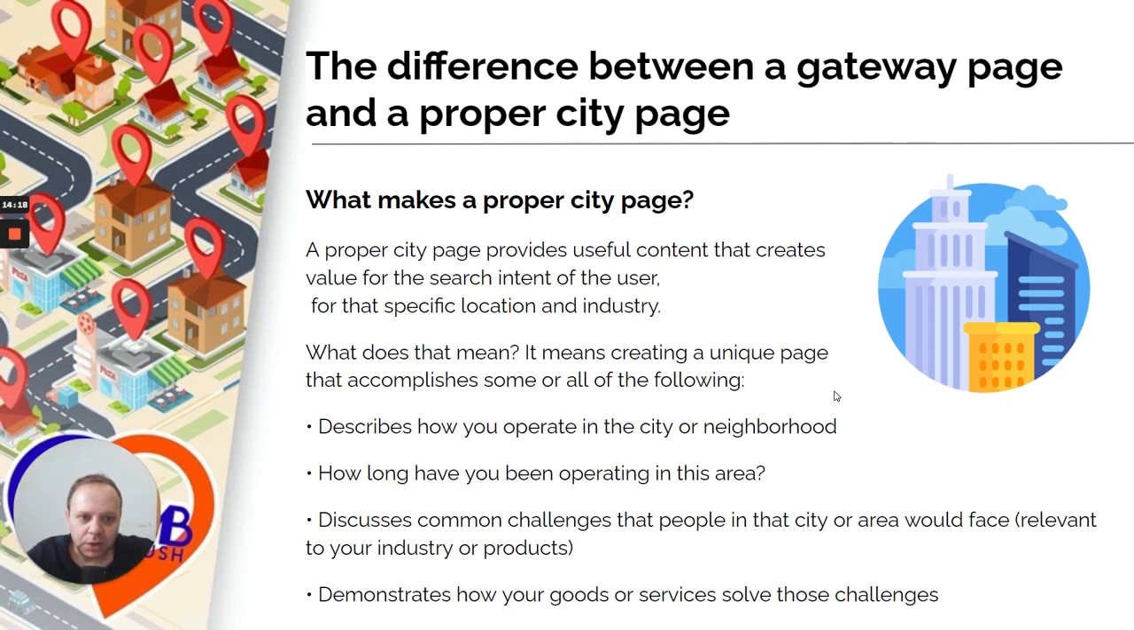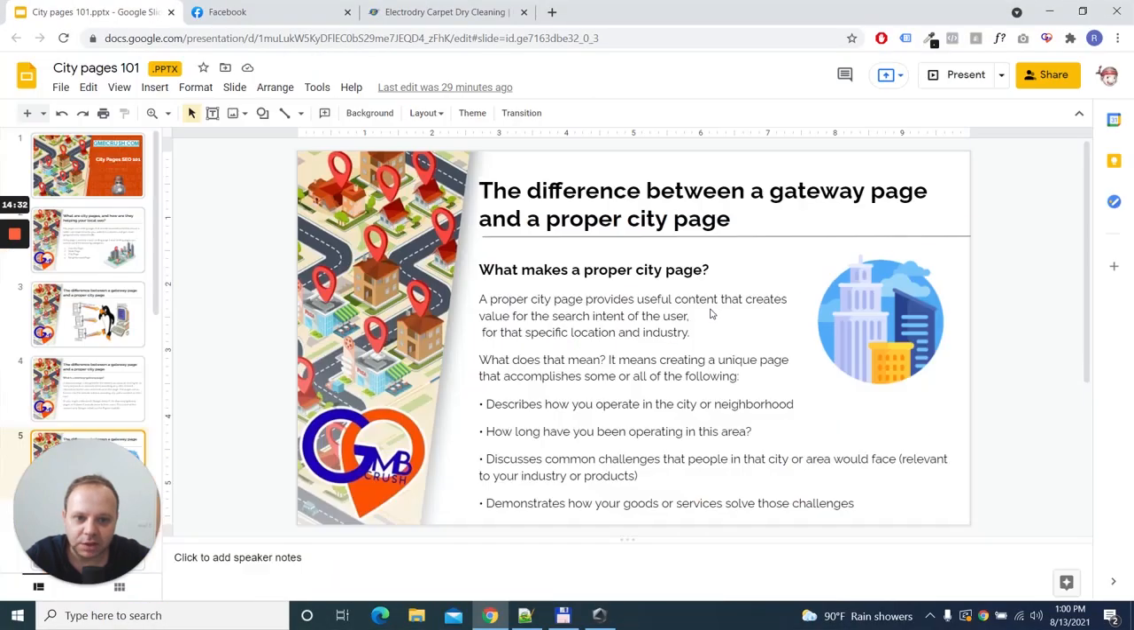Okay, so how does this work? As Roy said, a proper city page provides useful content that creates value for the search intent and also provides all the information that Google wants to see to boost your geo-relevancy.